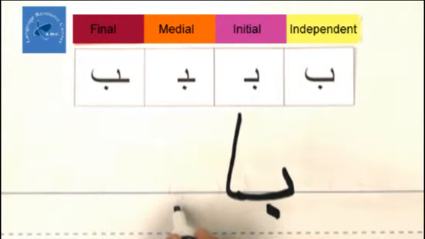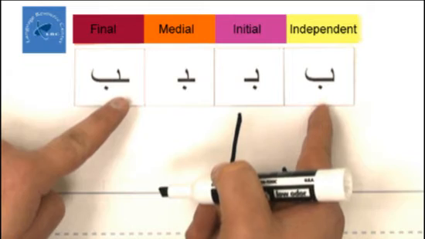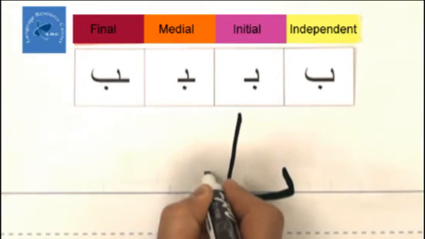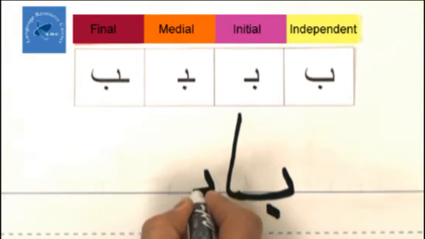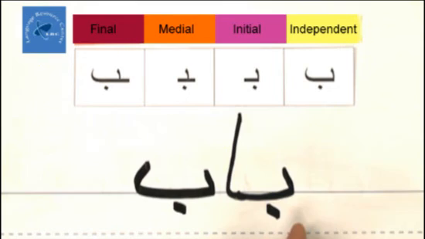Bab. And we have the last sound, which is ba in the final position. But the letter aleph does not connect to the letter after it. So we don't need this tail before the ba. So we do the ba in its independent format. Go here to the right and a tooth and a dot below. Bab, which means door.